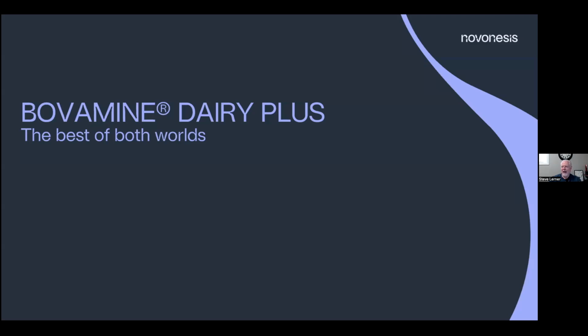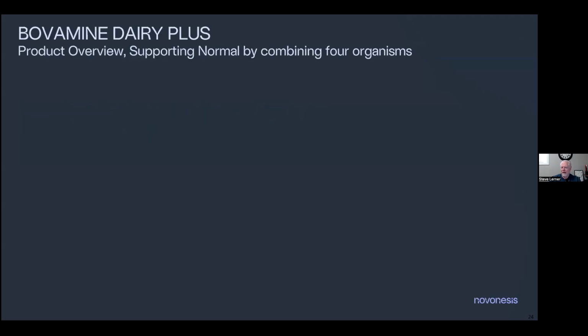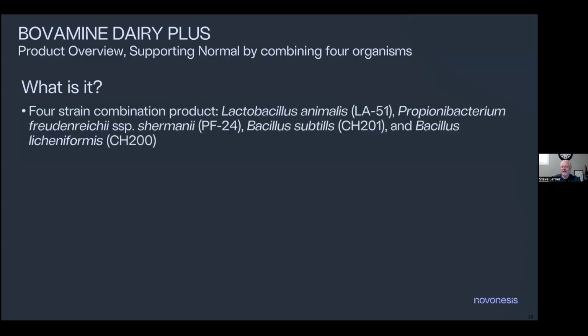So now the best of both worlds. Bovamine Dairy Plus, I'm going to share with you the product overview and then talk about its capacity to support normal and give you a couple examples. Bovamine Dairy Plus is four strains combined, our LA51, PF24, CH201, and CH200 organisms. When you use this product on a per day basis, you're providing about 13 billion colony forming units.